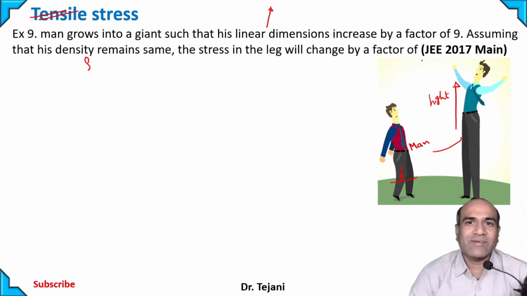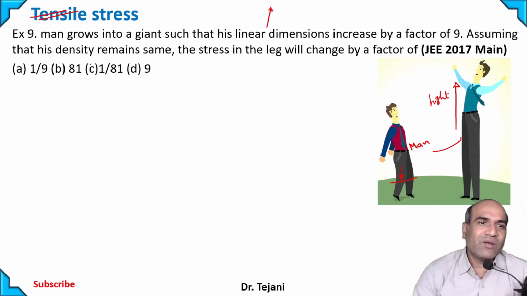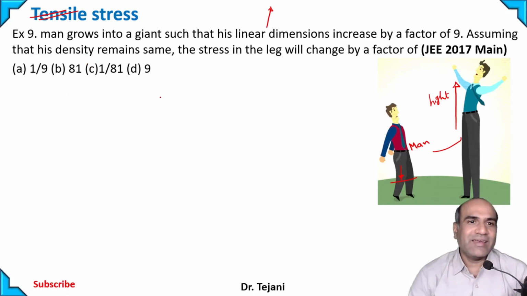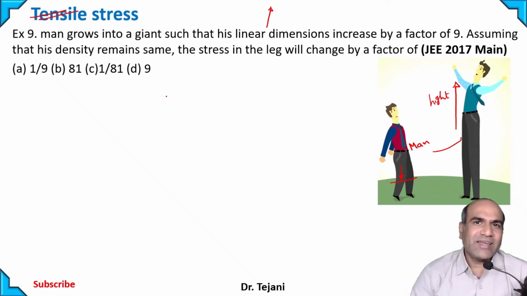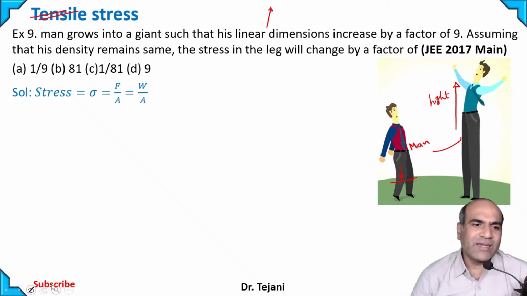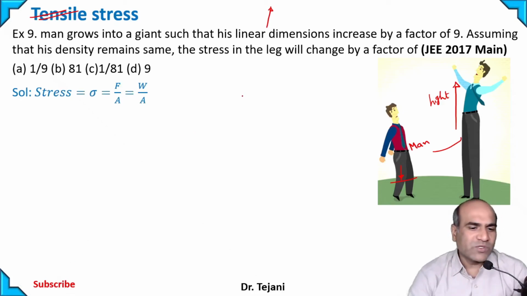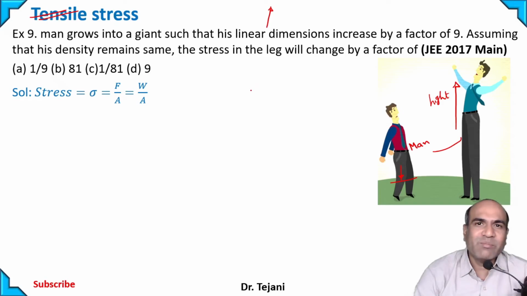JEE 2017 main. Options: 1 by 9, 1 by 81, C is 1 by 81, D is 9. Good question. So we know that stress is equal to force by area, and force is equal to what? Weight of man. Weight of man divided by area.